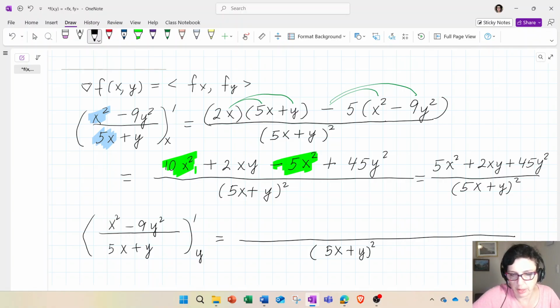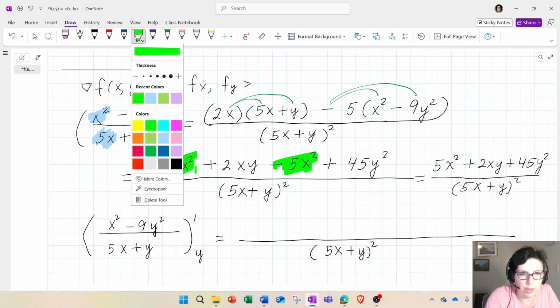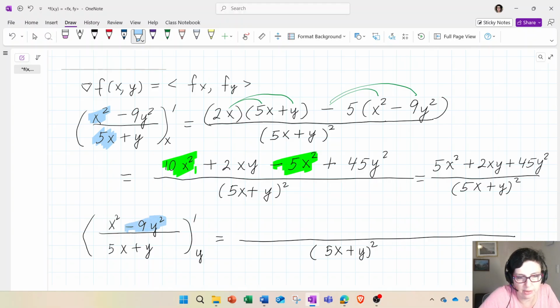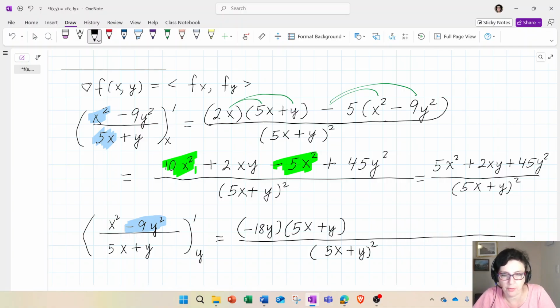Now let's see what happens on the top. So on the top, we see that x squared does not have a y, so we are not going to include that. And this guy has a y and also a minus. So be careful with that minus. You want to keep that. So that becomes negative 18y, right? Because derivative of y squared is 2y. Now you're multiplying that by the parentheses bottom. Very important to put stuff in parentheses because that negative 18y has to be distributed to both terms.